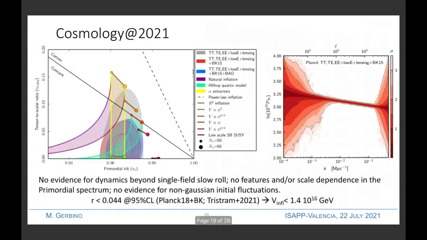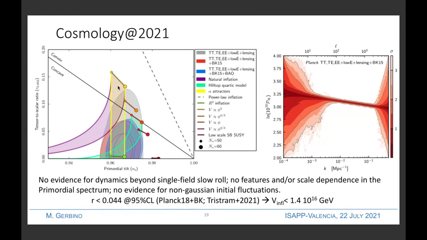Going a little bit more in details, we do not see any significant deviations from the physics of single field slow roll. The shape of the primordial power spectrum is in agreement with the expectations from standard inflation, and also with the prediction of adiabatic initial conditions. We still do not have a measurement of the tensor to scalar ratio, but we are excluding more and more a higher value of the tensor to scalar ratio, which means that we can exclude different models of inflation that predict higher value of the tensor to scalar ratio.